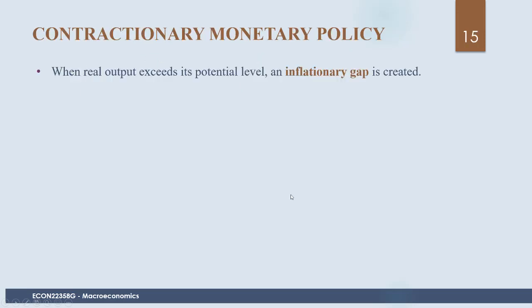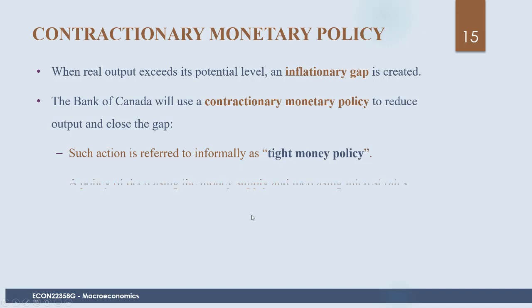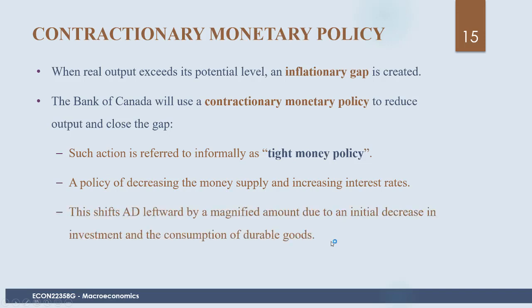So when real output exceeds its potential level, there's an inflationary gap, as we know. And so in this case, the Bank of Canada would use contractionary monetary policy to reduce output. And so everything here is just going to be in reverse. We call this type of policy a tight money policy because we're going to be reducing the money supply, and this will lead to higher interest rates. Okay, so the economy is overheating. We don't like inflation, so we're going to slow that down a bit. And so this would shift the aggregate demand curve left by a magnified amount, again, because of the multiplier.